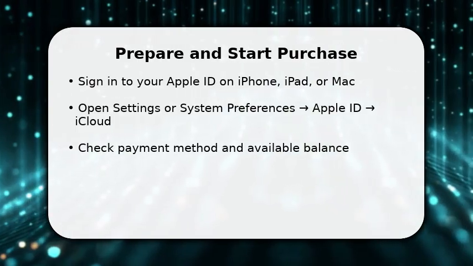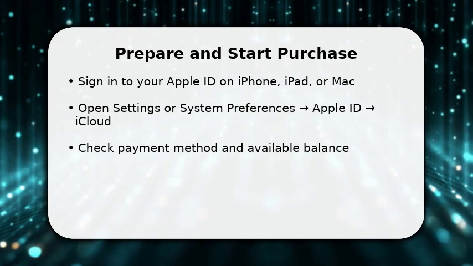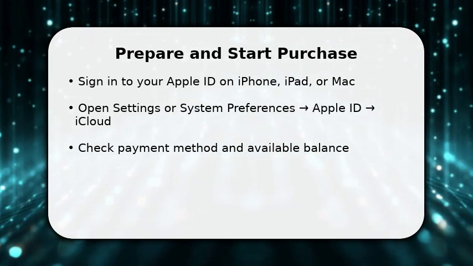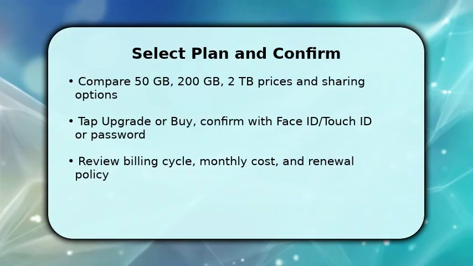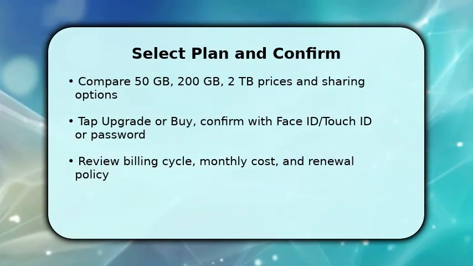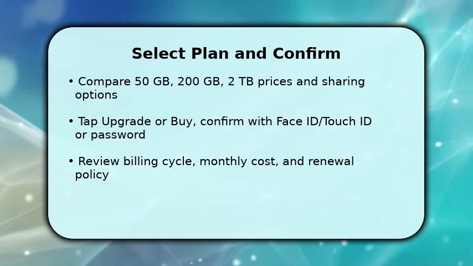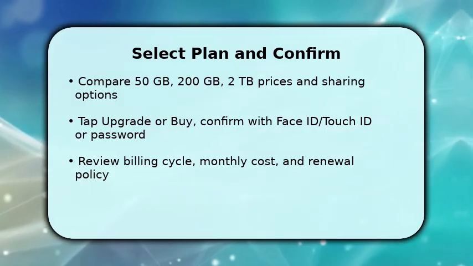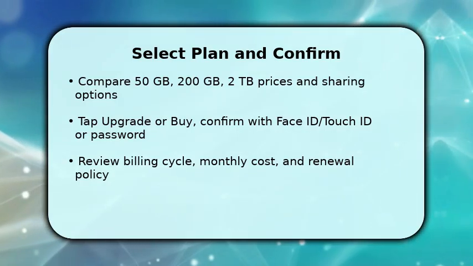Next, pick a plan and proceed to the confirmation screen. Now compare plans, costs, storage amount, and whether you want family sharing. You choose 50 GB, 200 GB, or 2 TB based on needs. Once decided, tap the plan and press Upgrade or Buy.